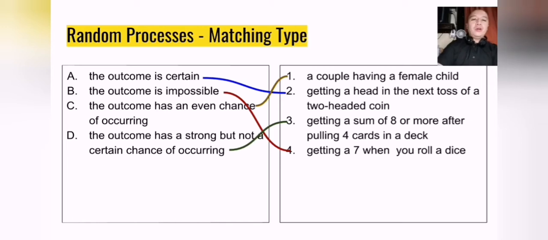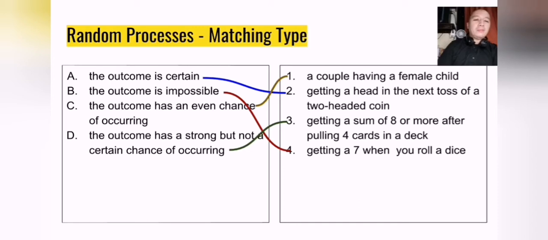And then for letter C, the outcome has an even chance of occurring. That goes for number 1, which is a couple expecting a female child, because you can have a male or a female. And then finally, letter D, the outcome has a strong but not certain chance of occurring.